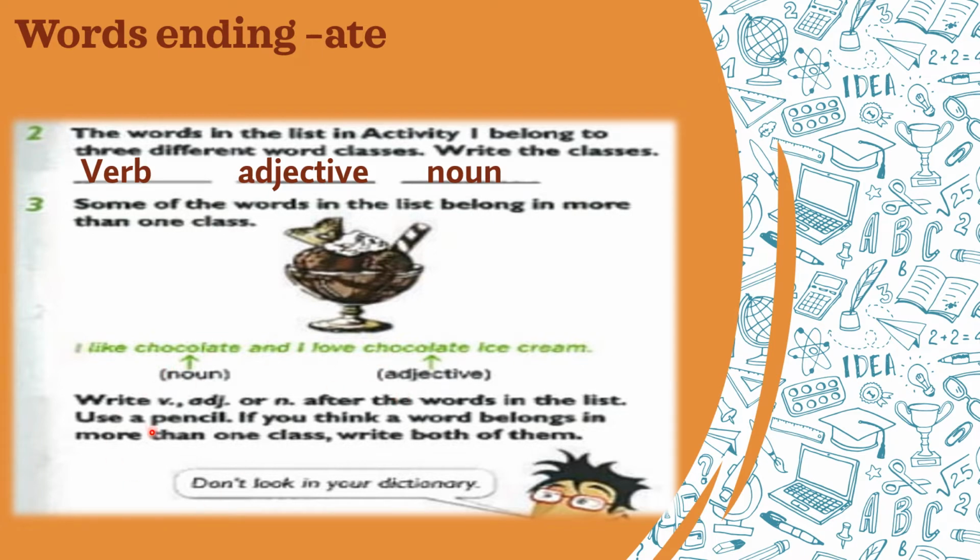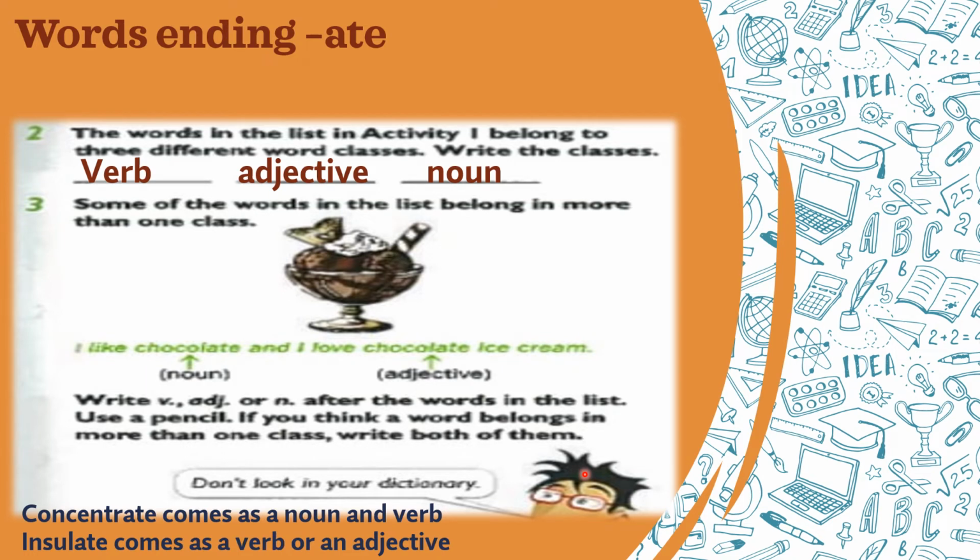And we have other examples that belong in more than one class. Like what? Yes, like separate or concentrate or insulate. Concentrate comes as a noun or verb. Insulate also comes as a verb or an adjective. So في عنا words ممكن تيجينا as a noun or adjective or verb and adjective. وهذا الإشي بيعتمد على موقعها بالجملة.